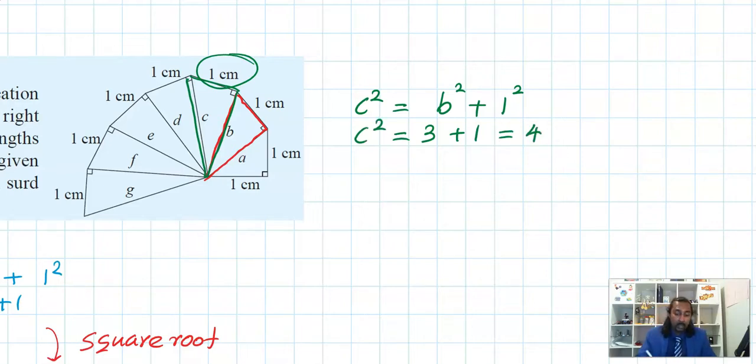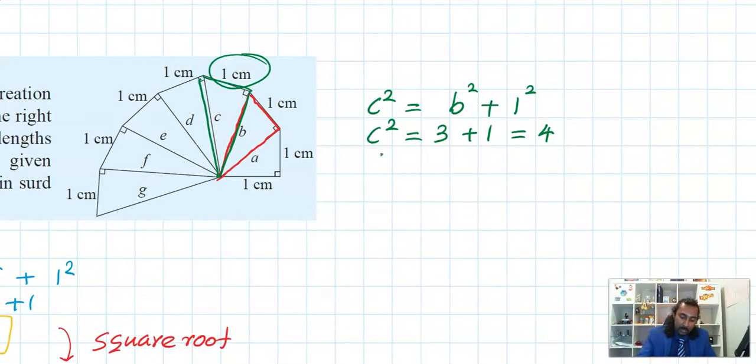Well, this is a cool answer. c is square root of 4, which is 2 centimeters. So that length here is 2 centimeters. Right, moving on to the next one.